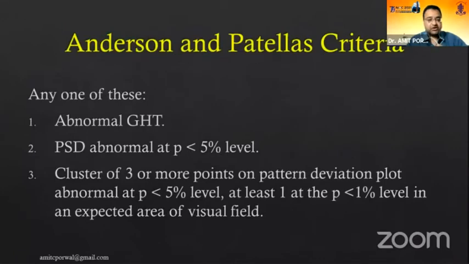Now, we have something called Anderson and Patella's criteria, which are very important. So what are these criteria? Any one of these should be present in the single field printout: an abnormal glaucoma hemifield test, a pattern standard deviation abnormal at P less than 5% level, or a cluster of three or more points on the pattern deviation plot abnormal at P less than 5% level, and at least one at P less than 1% level in an expected area of the visual field.